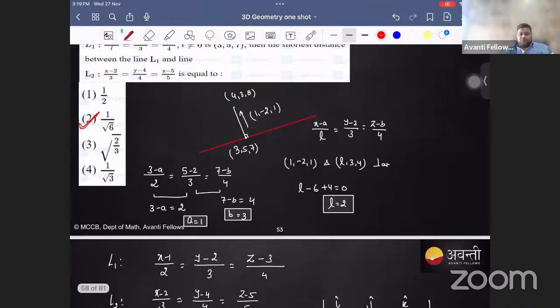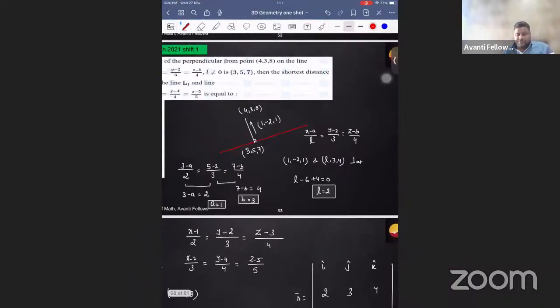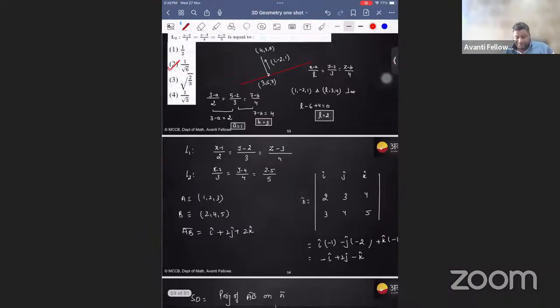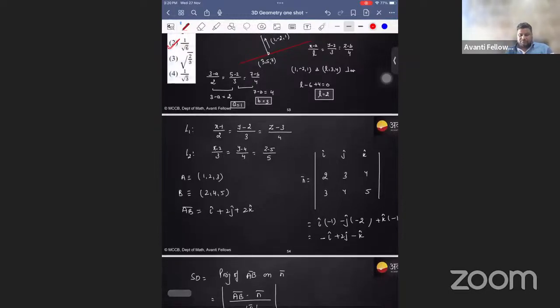Take a look, absorb it. Very good question, very simple also. Got it?